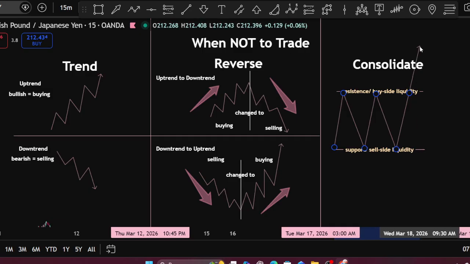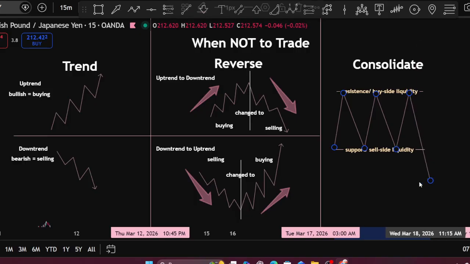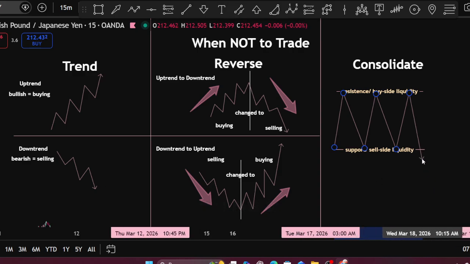And also it can break out this way too. If it breaks out this direction, it's basically going to start an uptrend. If it breaks down going to the support level or the sell side, it will start a downtrend. Not always. That's just something quick. So if you need to screenshot that, go ahead and screenshot it.